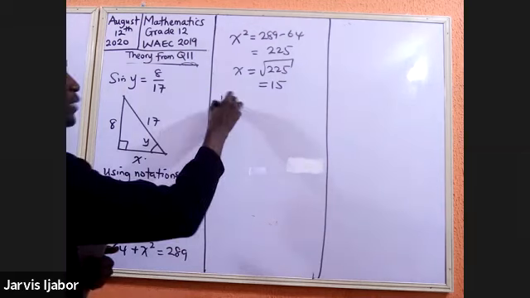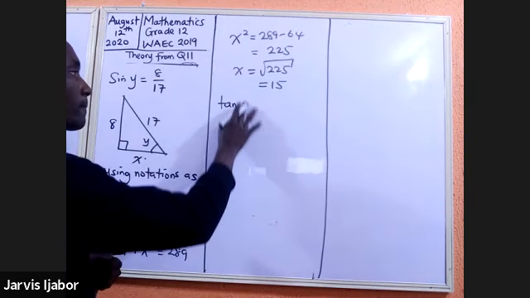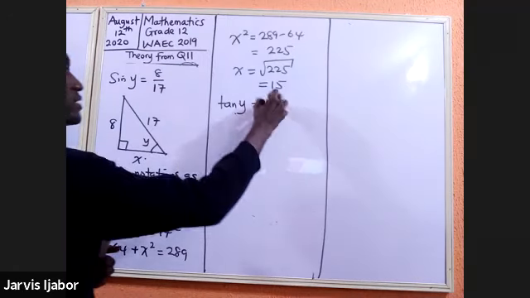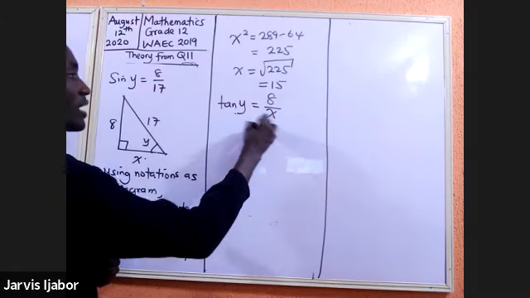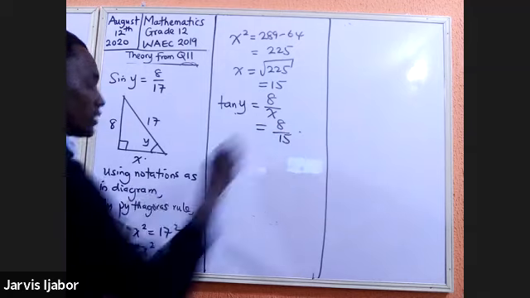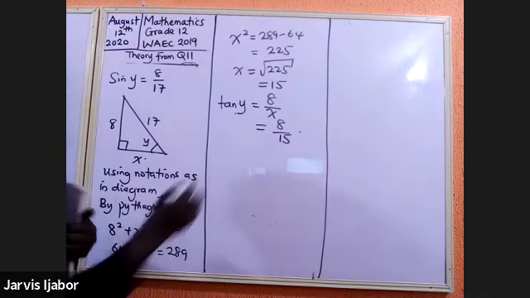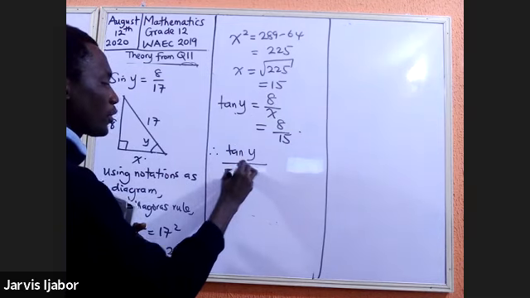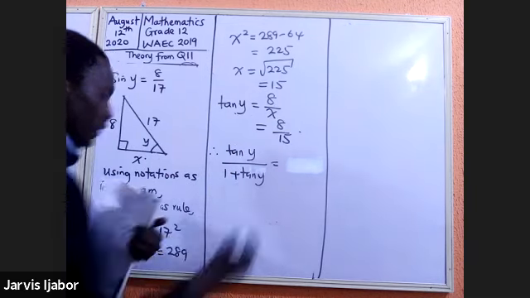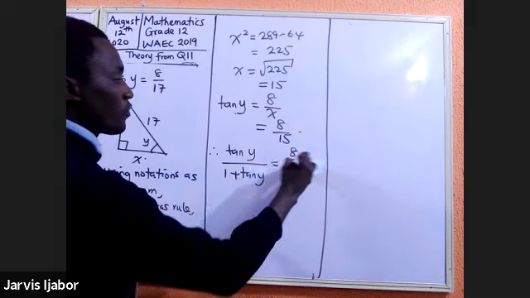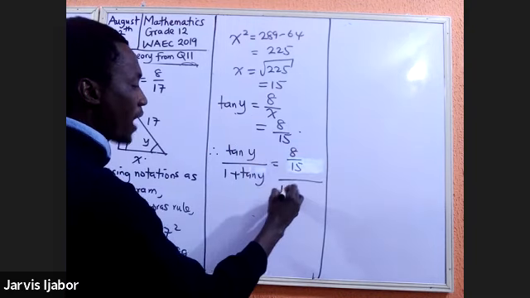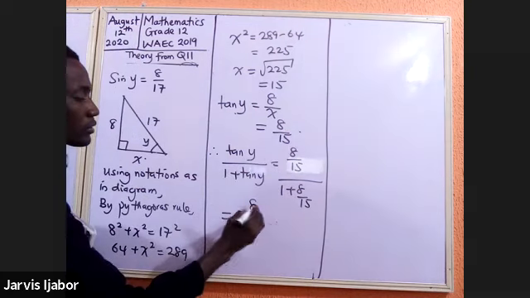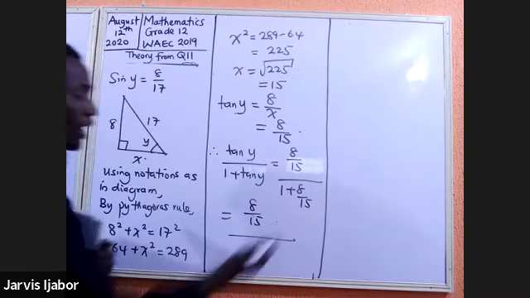All right. The next thing we need to do is to look for the tan. Tan y will be equal to opposite 8 over adjacent x, and that will be 8 over 15. The question says we should look for tan y over 1 plus tan y, so therefore it will be equal to what? 8 over 15 over 1 plus 8 over 15. What does this give you? 8 over 15 all over. Now let's simplify that.